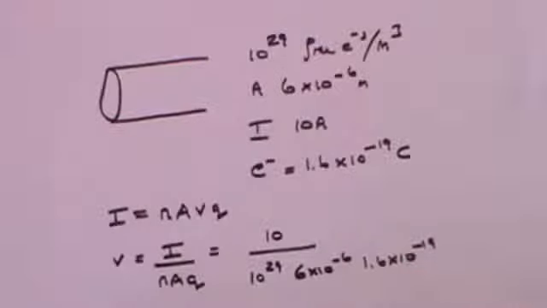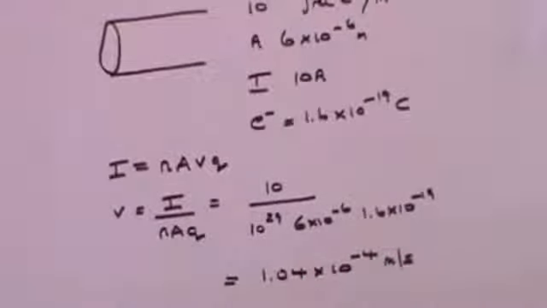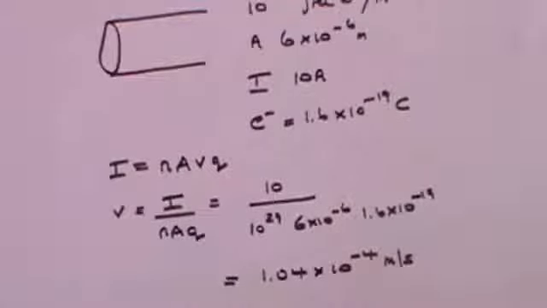And in circumstances like this, the most difficult thing is to keep track of all the 10 to the minus 6s and 10 to the minus 19s. But if I've got it right, that should be 1.04 times 10 to the minus 4 meters per second. So in fact, the drift velocity of electrons through the copper wire is very, very slow. It is something of the order of 1 millimetre per second.